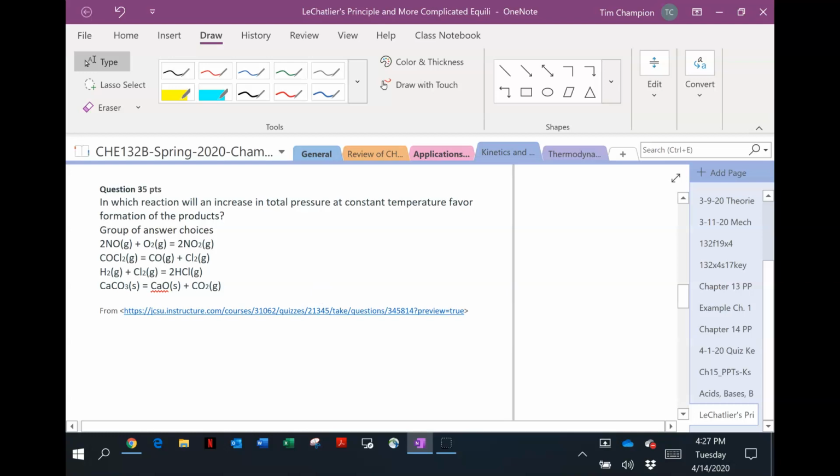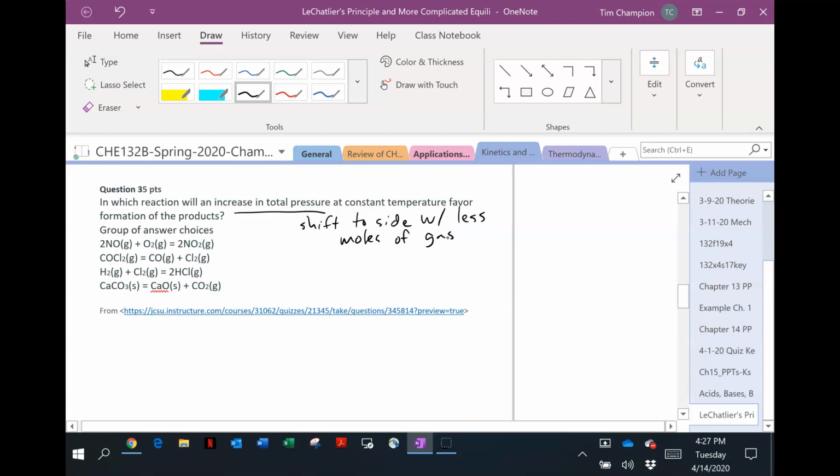Question 3, we're asked to look at these reactions and say where an increase in total pressure at constant temperature will favor the formation of the product. So again, the rule is that if you increase pressure, it's going to shift to the side with fewer moles of gas. Okay, that's generally what will happen.